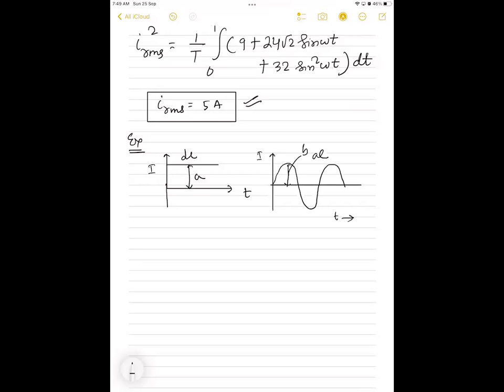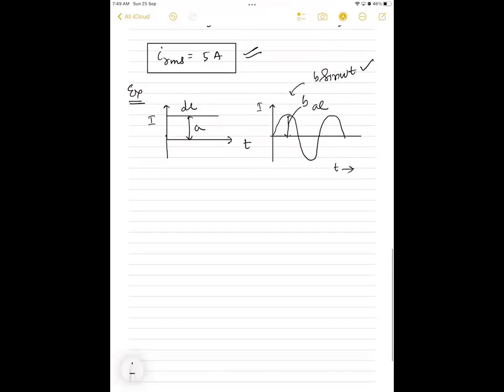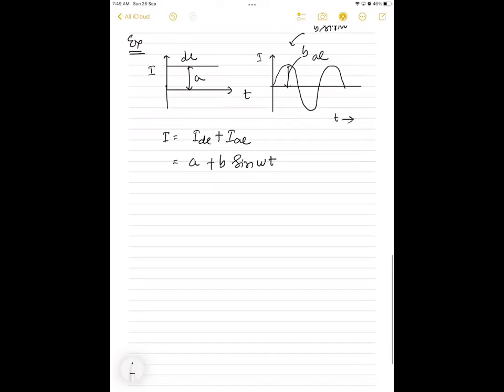This is AC, and this magnitude is B, so it can follow the equation. This can be B sine omega t, right? This is the wave equation. So if we want to find the total current, then I is going to be I DC plus I AC, correct? I DC is fixed A, plus I AC is B sine omega t, correct?